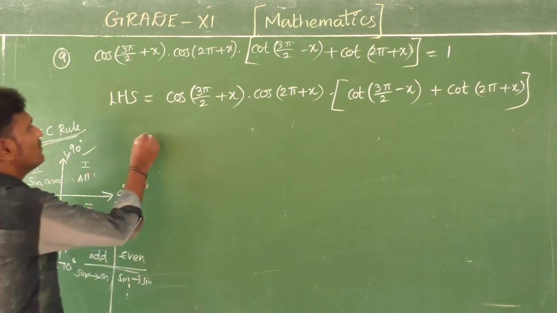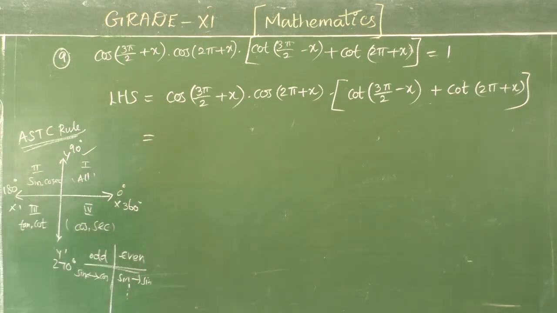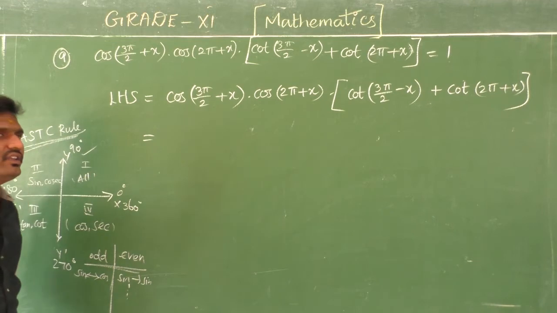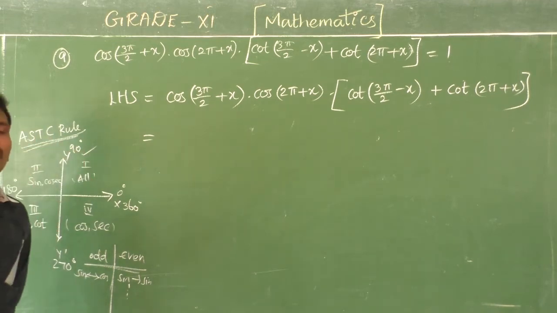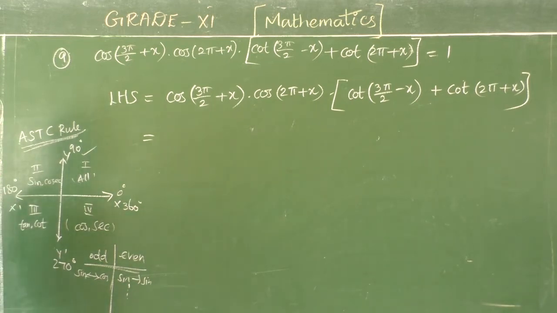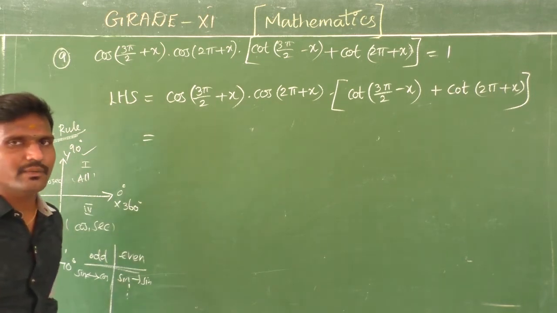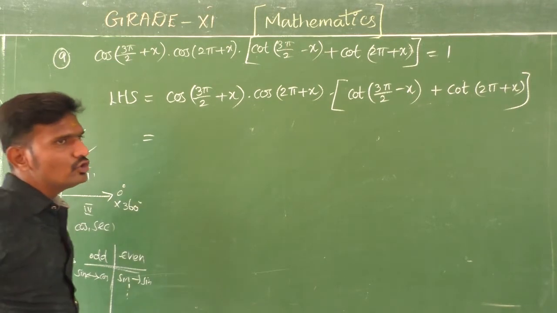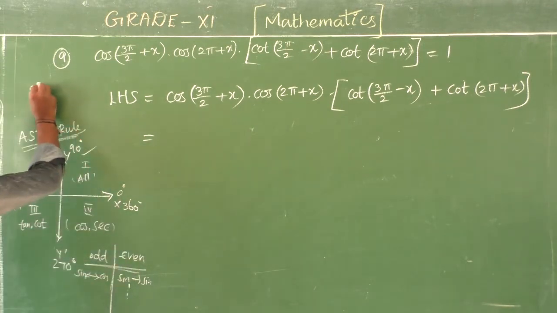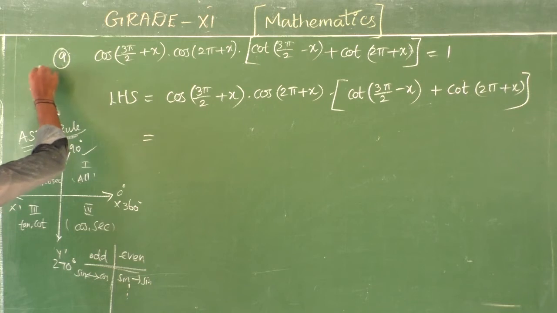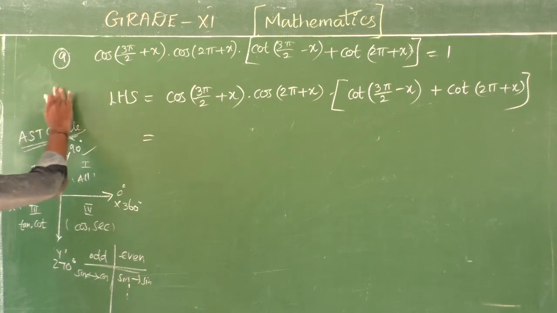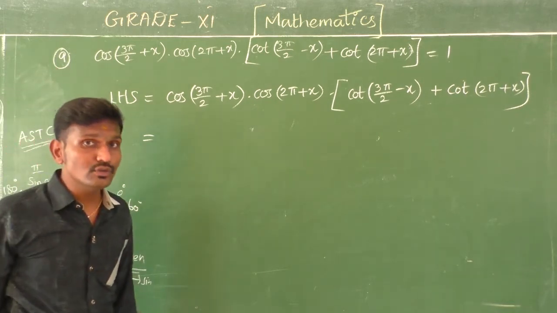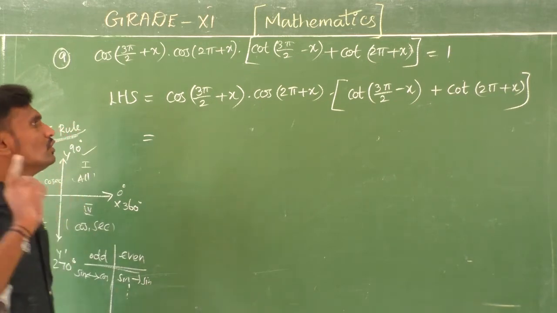Now the left side: the question is given cos(3π/2 + x). If you have any difficulty finding this, you have to convert into degree measurement. So what is the value of 3π/2? Substitute the value of π as 180. So 3 into 180 divided by 2 gives 270 degrees. So the value of 3π/2 is 270 degrees. Now 270 plus x.